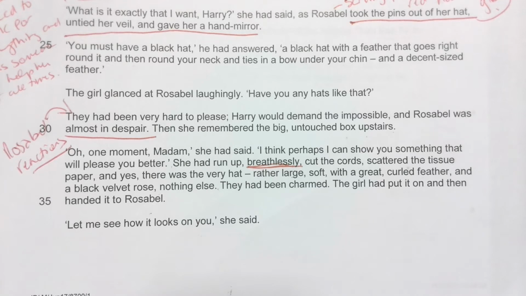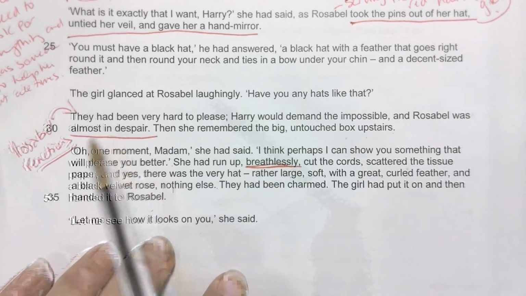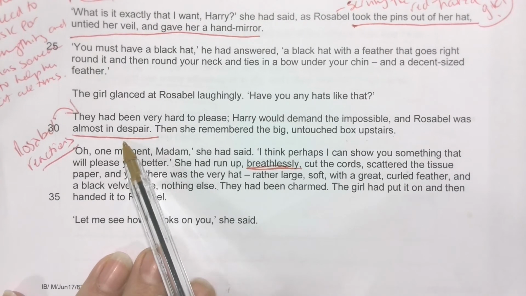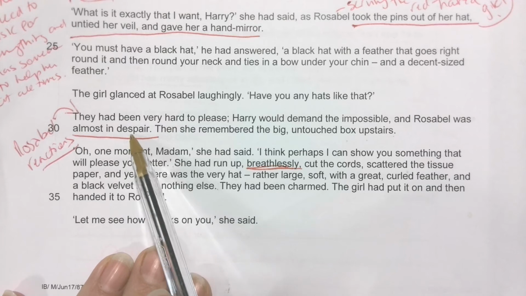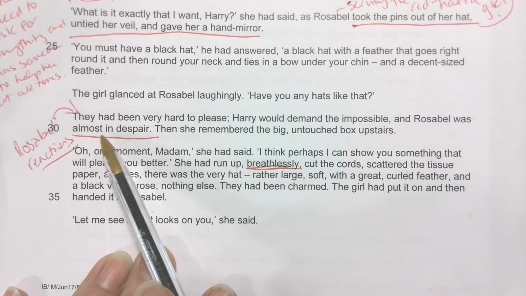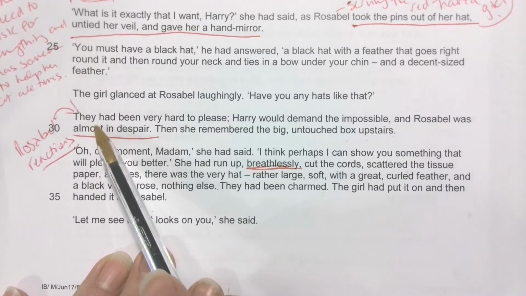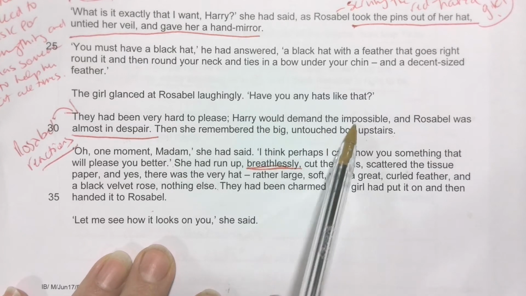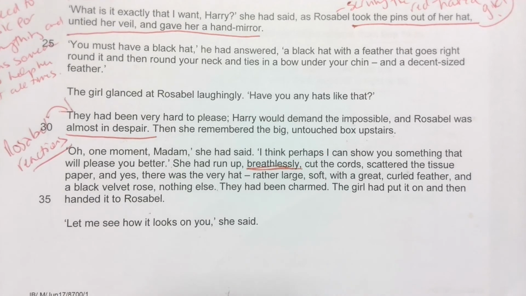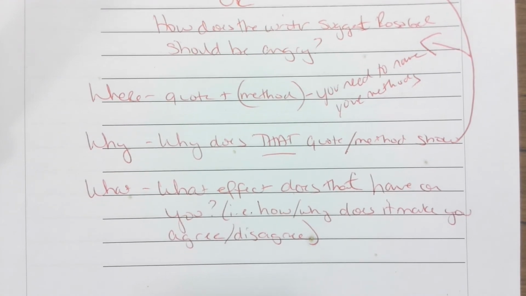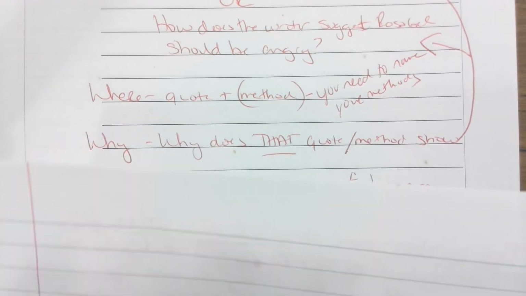And what I want to look at is this first instance of her beginning to get angry. She's not angry yet, but it is a reaction. So it says she's almost in despair. And this actually ties in with the girl having advantages, because it goes into, as you'll see, the reason for her despair, that they had been hard to please because they were demanding the impossible. So let's have a look at how we would write that up. So we're going to start with our how, as always, but we're going to work with how does the writer suggest Rosabel should be angry or has a right to be angry.